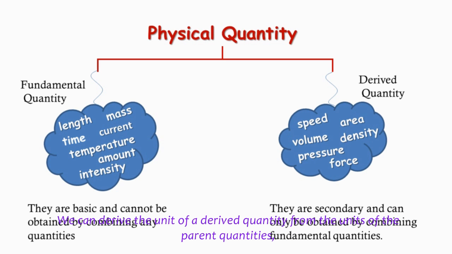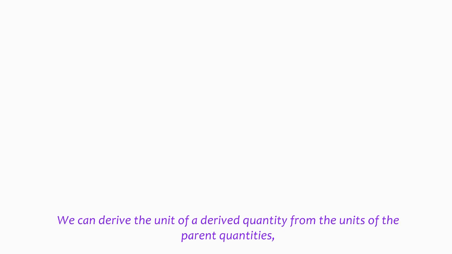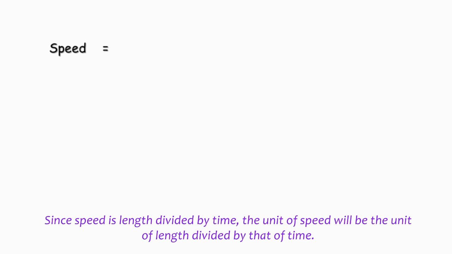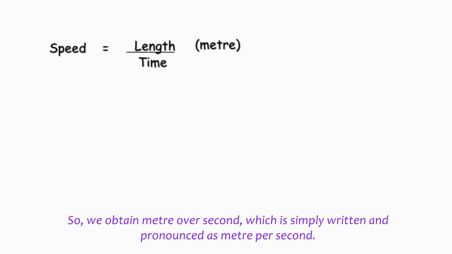We can derive the units of a derived quantity from the units of the parent quantities. In this case, the unit of speed from length and time. Since speed is length divided by time, the unit of speed will be the unit of length divided by that of time. So, we obtain meter over second, which is simply written and pronounced as meter per second.